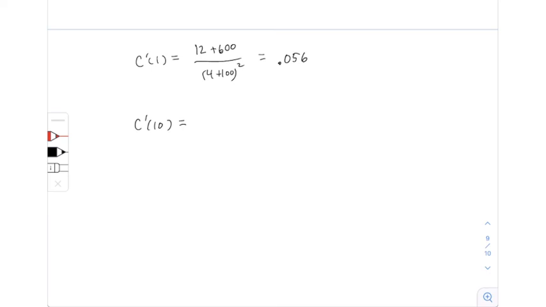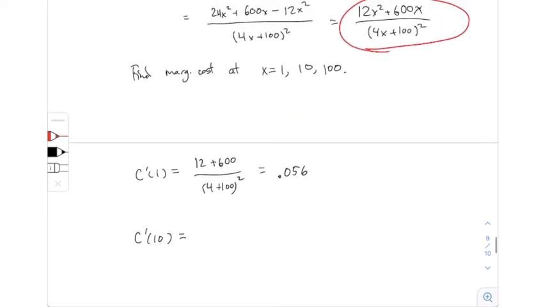Anyway, if I do these numbers, remember I'm plugging into that thing up there in the circle, I get 12 times 10 squared plus 600 times 10 over 4 times 10 plus 100 squared. This I did on my calculator and I got 0.36. So that means if I'm making 10 jars and I decide to make more, the next one will cost me 36 cents per jar. All right? It's more this time because now I'm further away from the startup costs. They are having less of an impact on the cost per jar at this point.